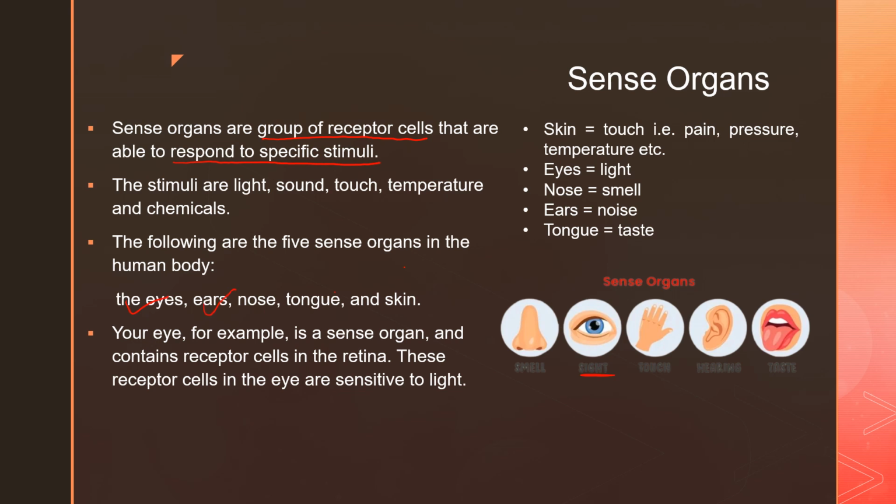The eyes, the ears, the nose, the tongue, and the skin. Your eye, for example, is a sense organ and contains receptor cells in the retina. These receptor cells in the eye are sensitive to light. That is why it is a sense organ, because it's able to respond to that specific stimulus that is detected by the receptors. Skin detects touch, that is pain, pressure, and temperature. Eyes detect light, nose detects smell, ears detect noise, and tongue detects taste.